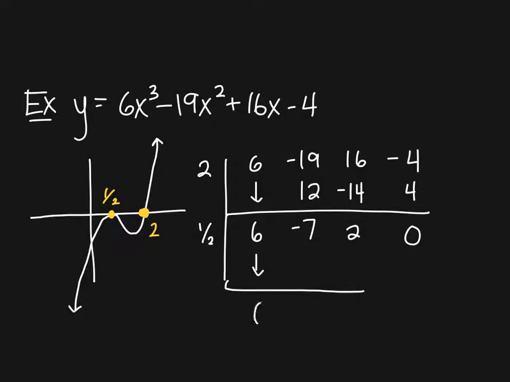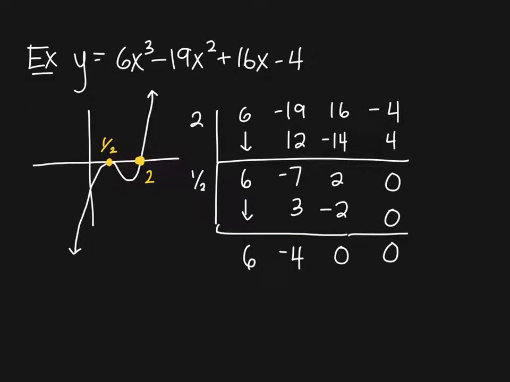So we're going to drop the 6, which means we carry a 3. We drop a negative 4, which means we carry a negative 2, and we get 0 again. Which means, yep, 1/2 was a place where this touched the x-axis. Okay, but there's got to be 3 of them. There have to be 3 because the degree was 3.